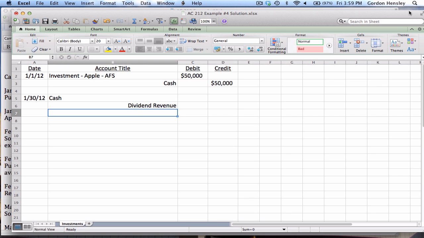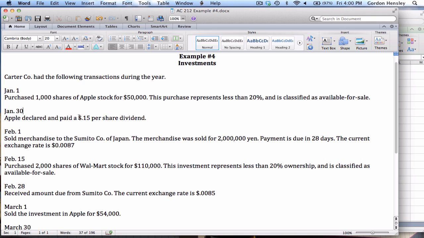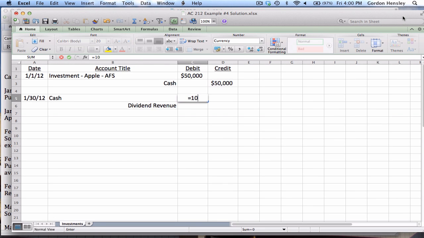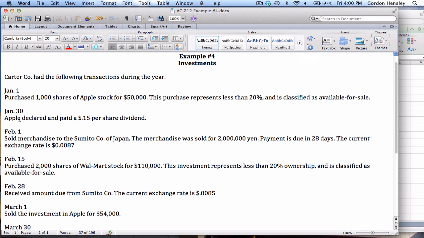And this is interesting because in a previous video demonstration, we dealt with dividends before, but we were paying dividends. This one's different. We're receiving the dividend. So in that case, it's just revenue. So we have to figure out the amount. Now, it is a 15-cent per share dividend on Apple stock. How many shares of Apple do we own? We own 1,000. So basically on the 1,000 shares, for every share we're entitled to 15 cents. So that's $150. So we've already made $150 off of our investment in Apple.